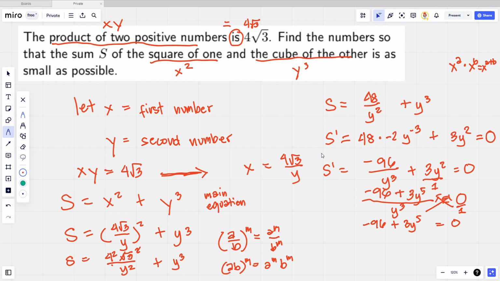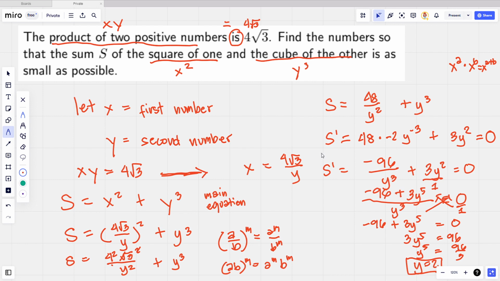Now solving for y, we get 3y to the fifth equals 96. Dividing both sides of the equation by 3, we get y to the fifth equals 96 over 3. Using our calculator, 96 divided by 3 is 32. Taking the fifth root, or 32 raised to 1/5, we get 2. Y is now equal to 2. So we got our second number, which is y equals 2.